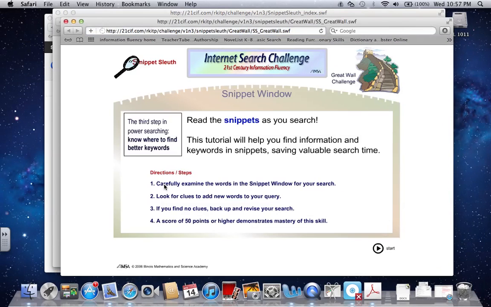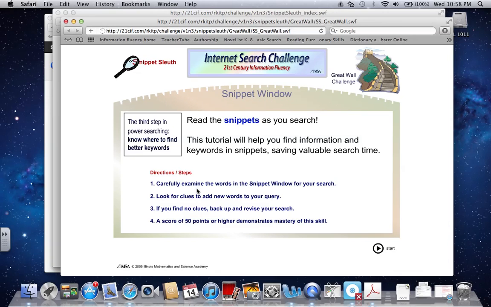Okay, here we go. We're going to read the snippets. Up here it says snippets are the brief descriptions returned by a search engine in response to a query. Remember, you have that question, you change that question into a query by figuring out what keywords to use, and then you're going to end up with snippets when you put that information into the search engine.